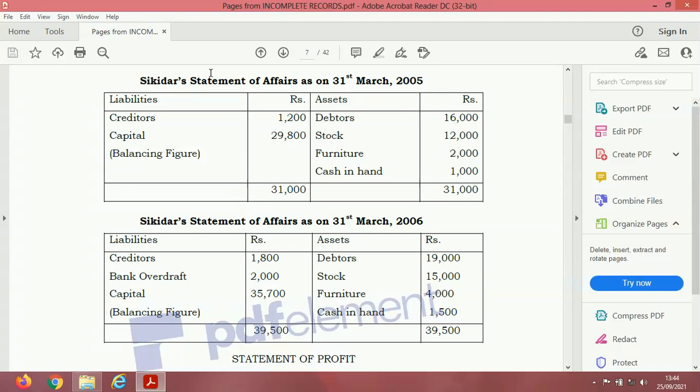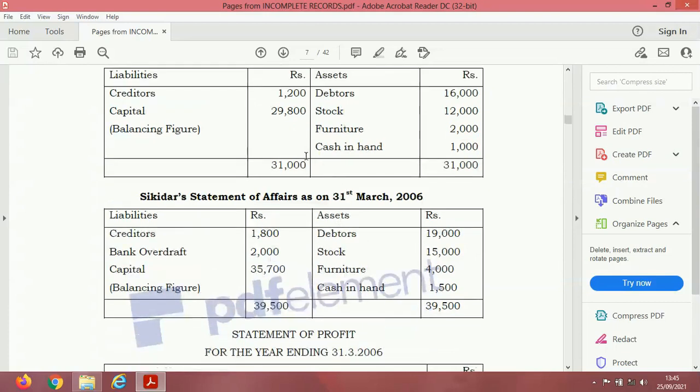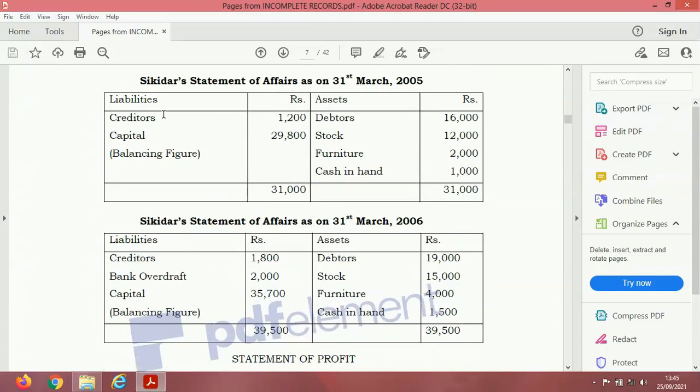So in your paper, write assets. Under assets, you write debtors. You go to the next column and write the amount, which is 16,000. You put stock, figure 12,000, furniture 2,000, cash in hand. This you add and get 31,000, and you put this 31,000 in the third column. Then you go on to liabilities. We have creditors. Then this is capital. Capital is also credited, but anyway, let's use this method because it has the debit side and the credit side.